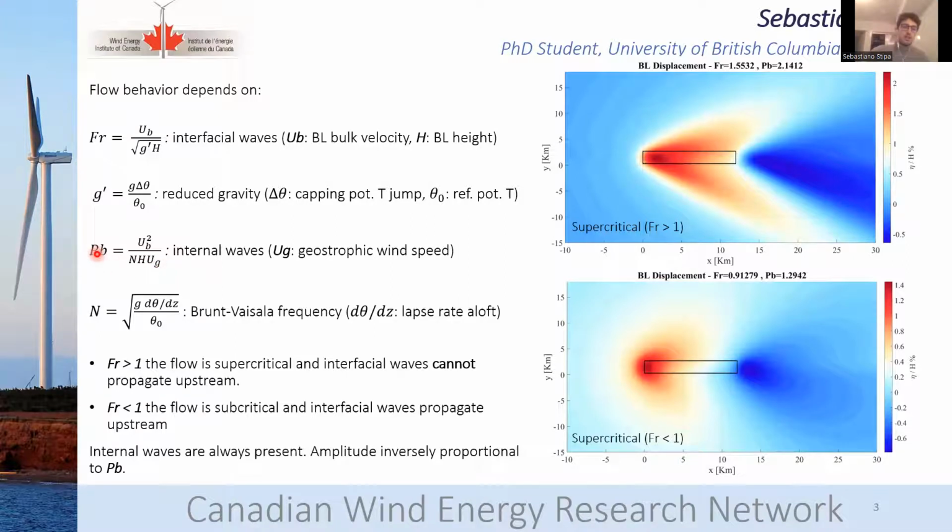This number is inversely proportional to the magnitude of the internal wave, whereas the Froude number regulates the pattern of the interfacial wave. When the Froude number is greater than 1, the flow is said to be supercritical, so the interfacial wave cannot propagate upstream of the wind farm, and the only perturbation that we see upstream is due only to the internal waves, which can always propagate upstream. Whereas when the Froude number is lower than 1, the flow is said to be subcritical, and so interfacial waves can propagate upstream of the wind farm.